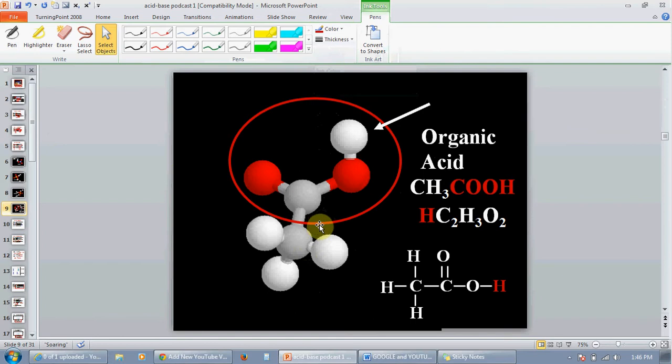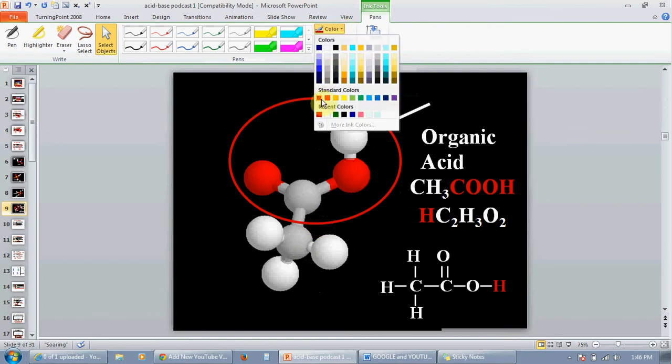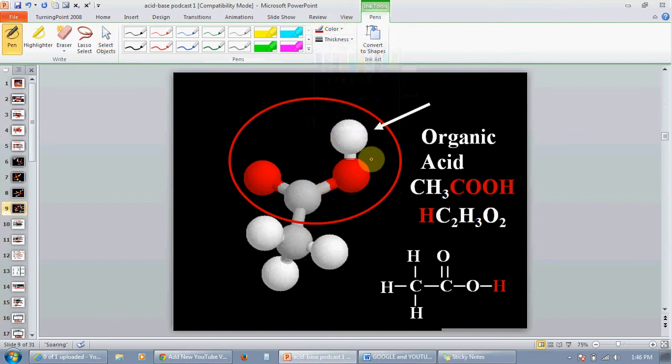An organic acid has a structure very different from a mineral acid. You still have an acidic hydrogen, but it comes off of this C double bond O, and there's your acidic hydrogen. We often write the organic acids with hydrogen in the middle. These hydrogens are not acidic. They do not come off of oxygen atoms and therefore are not ionizable.